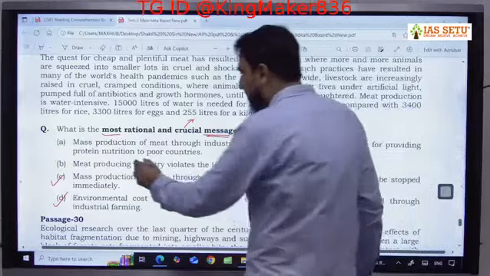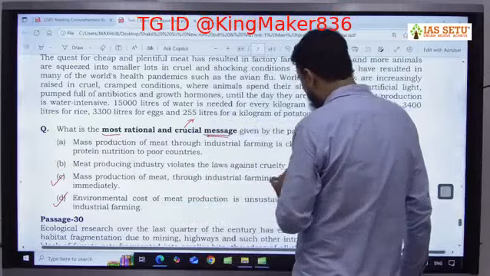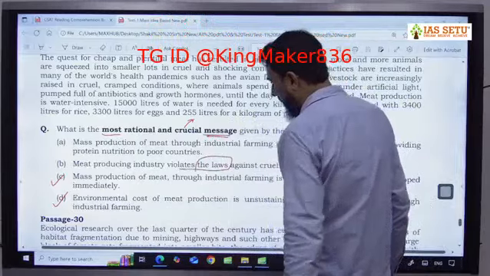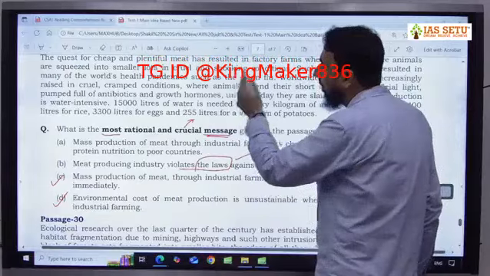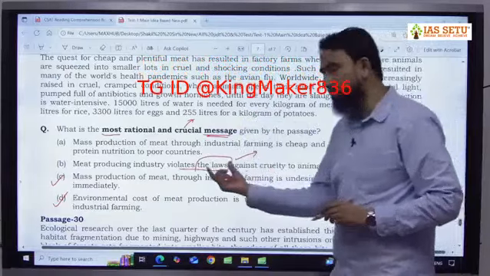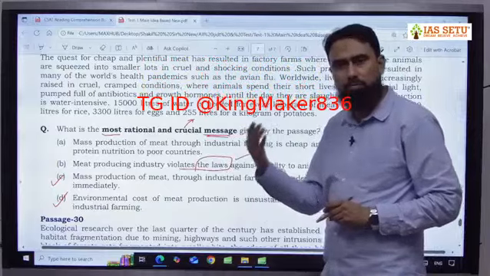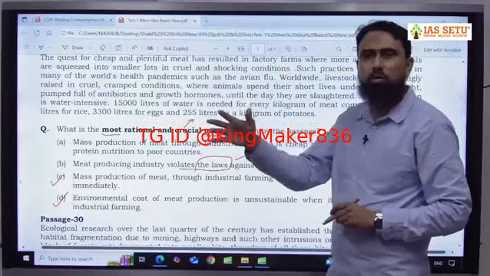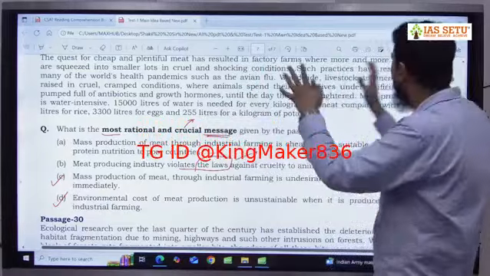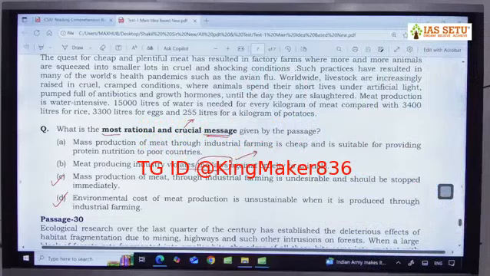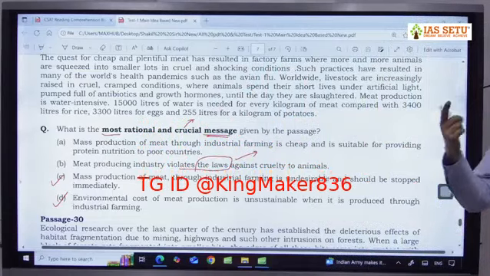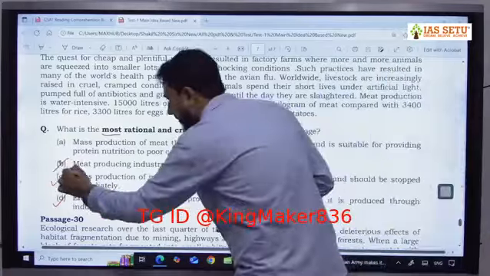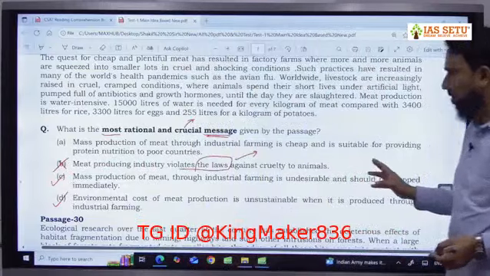Achha, this meat producing industry violates the laws against cruelty to animals. Then the laws should be there, because if it is the main message, it means the author should have given some. Though we come to know from the passage that yes, they are not kept in a very good condition. They are cramped and unhygienic condition. They are kept. But which are the laws that are being violated? No mentioning of that. So this is the keyword. That's why A option is the weakest option.